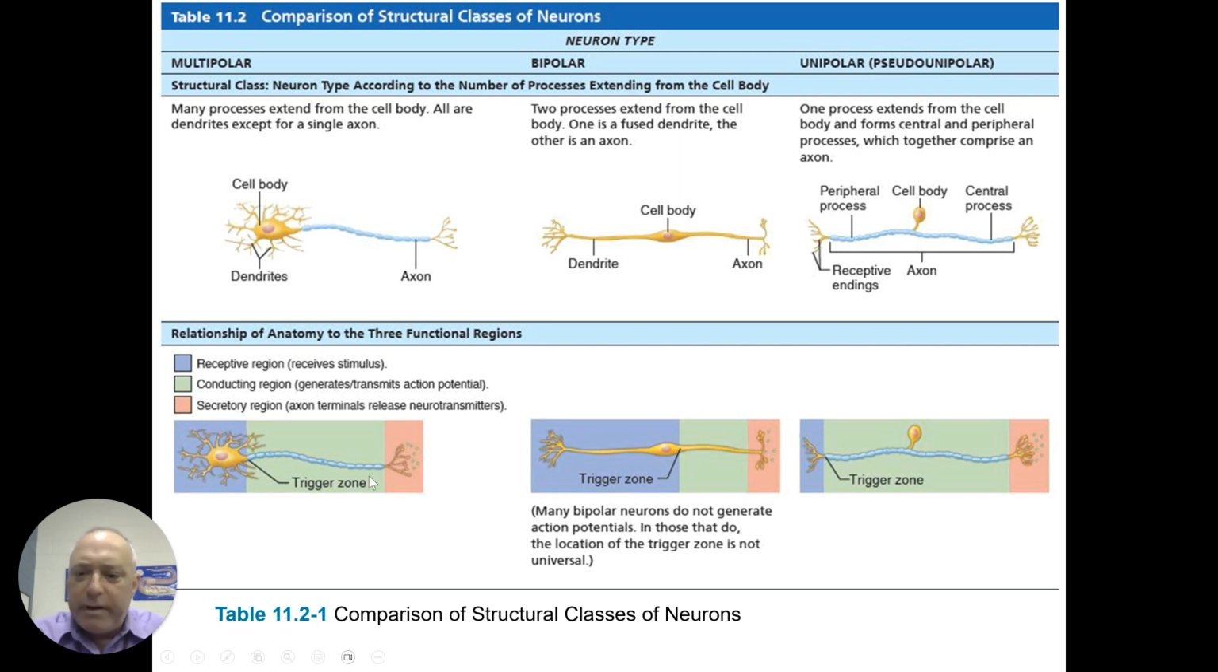So the neuron can be divided into a receptive region, which is in blue here, which would be the cell body and the dendrites, which are going to collect information. And then there's a conducting region, which would be the axon that conducts this action potential, and then the secretory region, which would be the axon terminals that release neurotransmitters to its effector. So just a note, many bipolar neurons do not generate action potential.